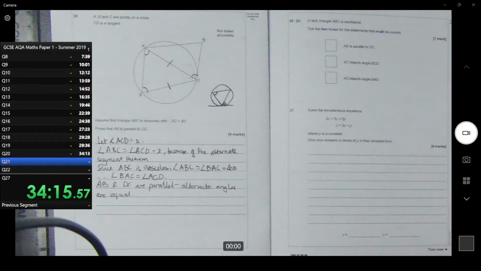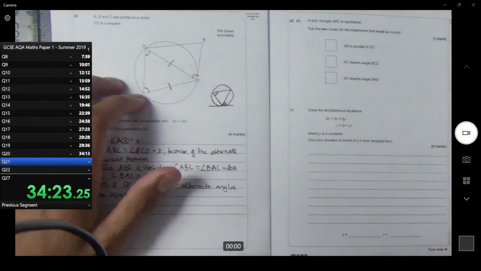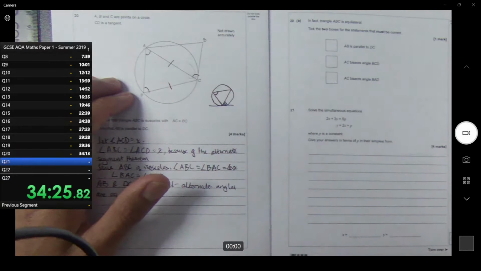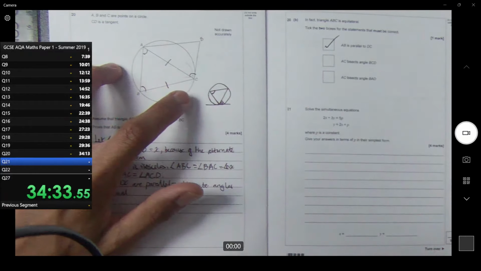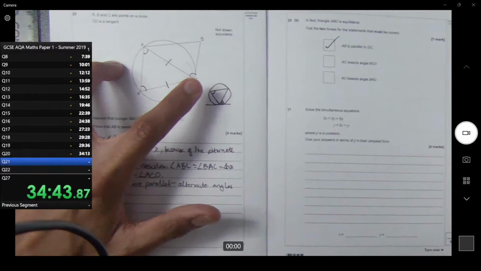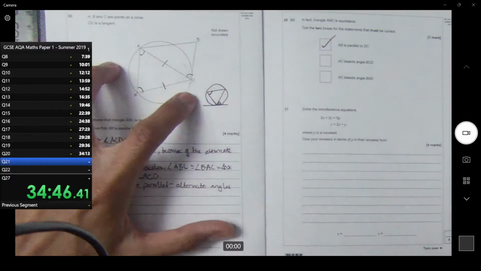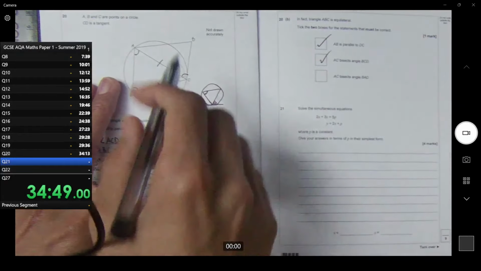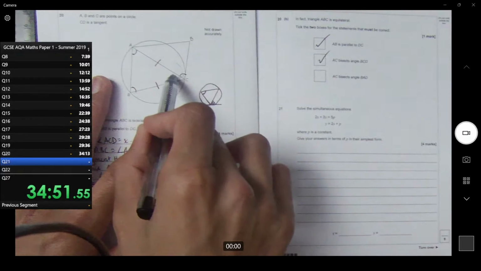Right. So actually, I shouldn't have skipped that. In fact, ABC is equilateral, so tick these two boxes, the same as that, must be correct. AB is parallel to DC. I think that would still be true. And then AC bisects angle BCD, or B. This here, because this would be 60 and this would be 60 as well.